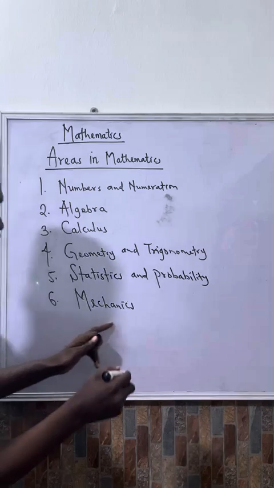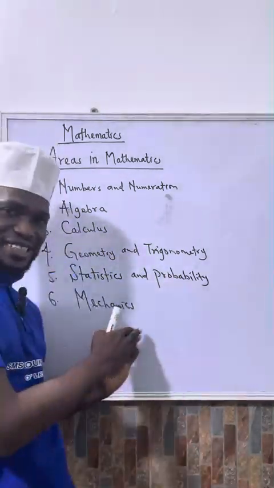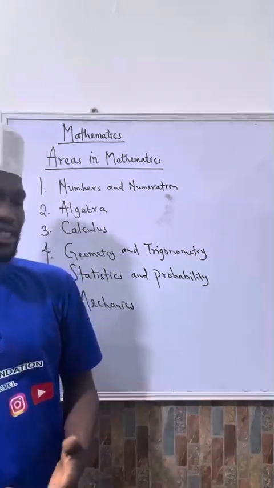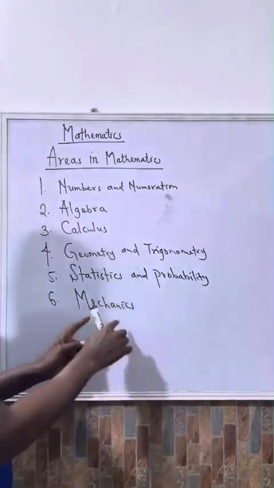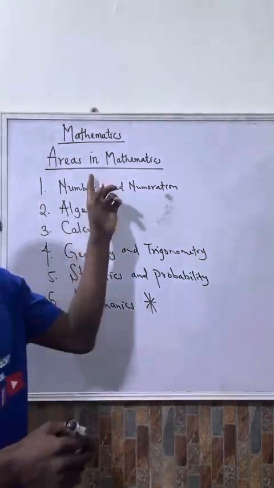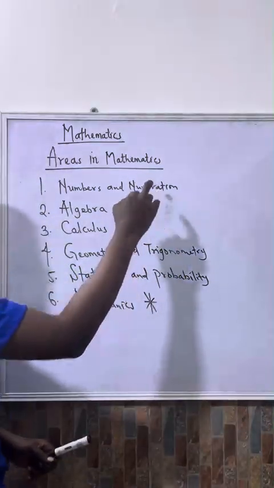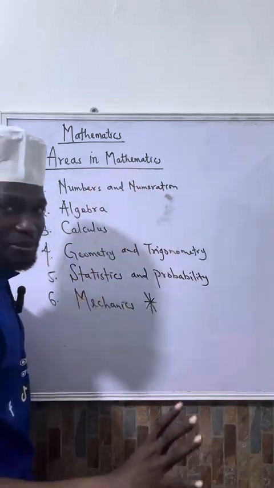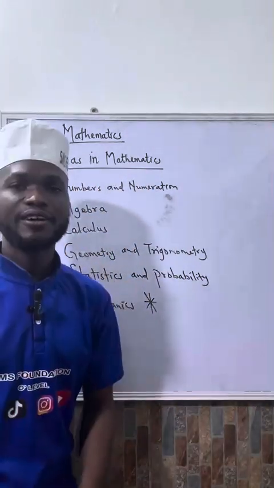Mechanics is the branch of mathematics that relates with physics. Those physics topics that you have in mathematics, this is where you have them. This is the only difference between ordinary mathematics and further mathematics. So from number 1 to 5, that is ordinary mathematics. But from number 1 to 6, that is further mathematics.